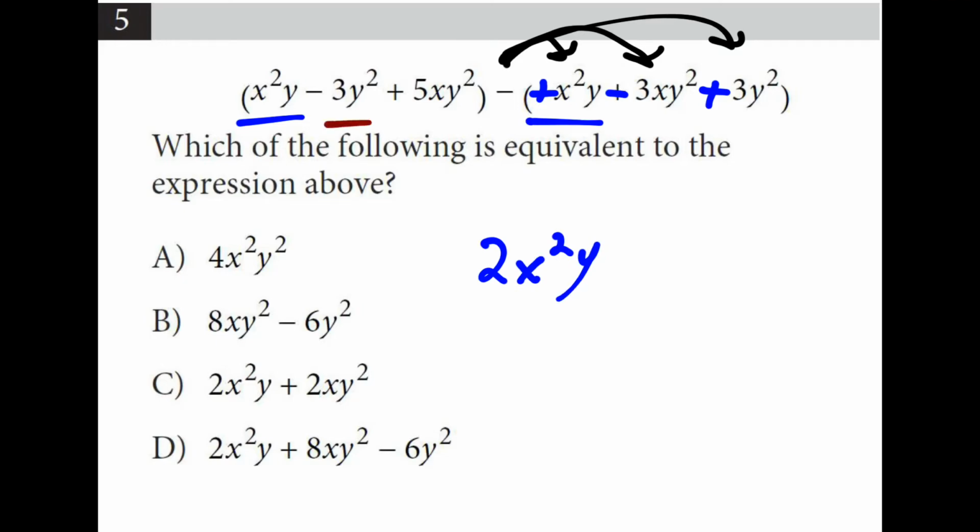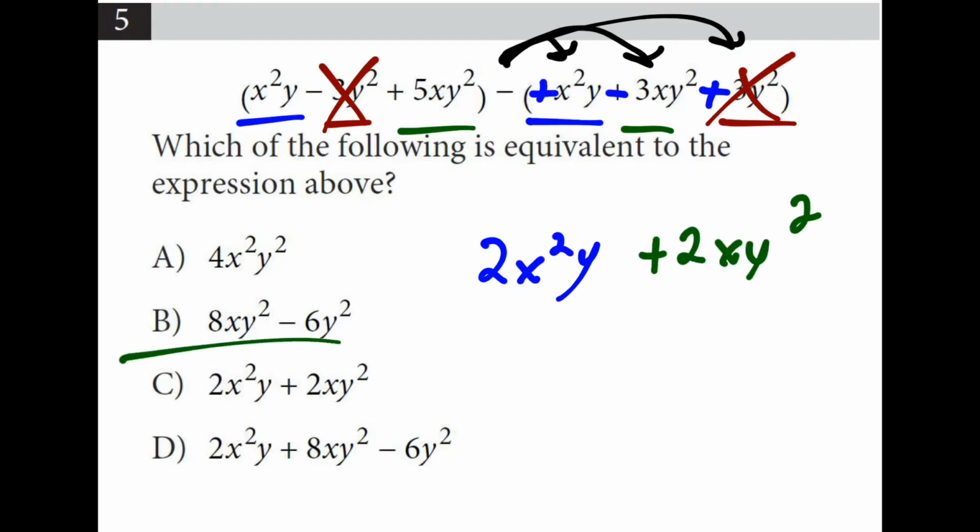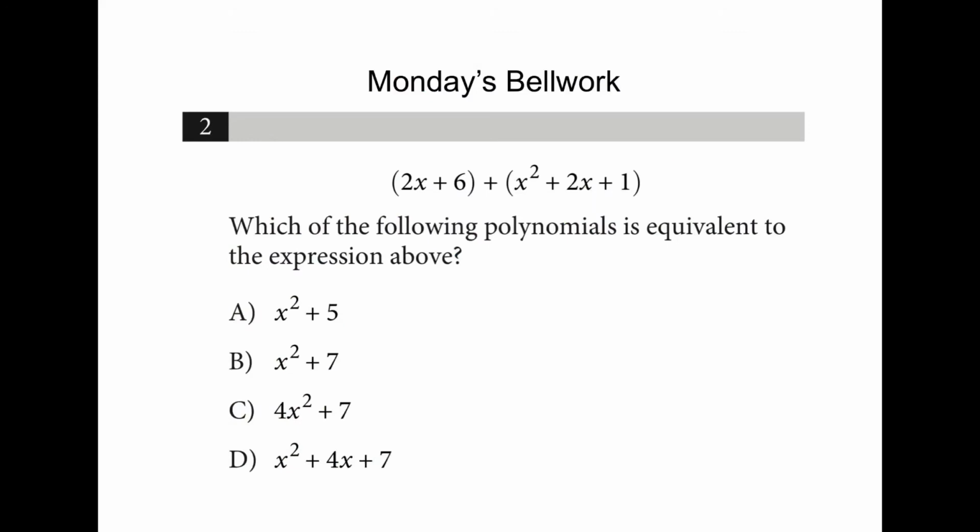The negative 3y squared and the positive 3y squared will cancel each other out and they're gone. And then I have 5xy squared minus 3xy squared. So there's only 2xy squareds left. C is my best choice. I'm going to show the 5 questions for the week. I'll reveal all the answers at the end.